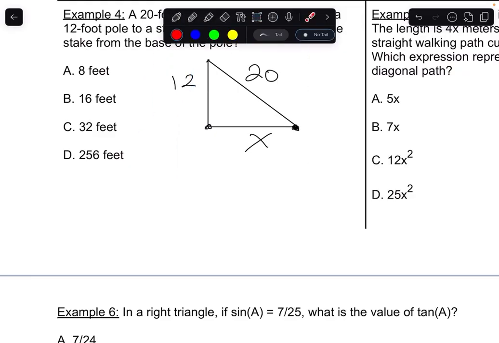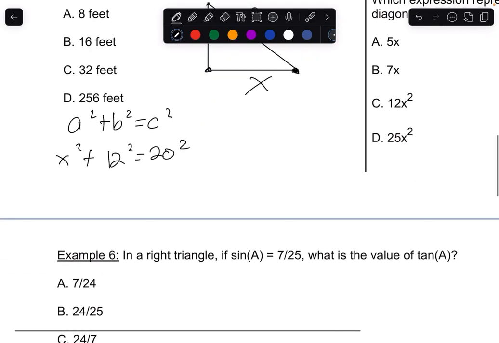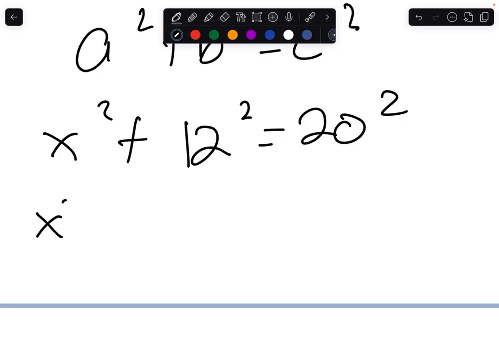Oftentimes, if you don't, they would give you an answer choice that, if you did A squared plus B squared, would be very, very similar to that. So in this case, I'll just treat A squared plus B squared equals C squared. I'll treat X as the A squared part. 12 squared equals 20 squared. Calculators are our friends for a reason. So use a calculator to say 12 squared is 144, 20 squared is 400.